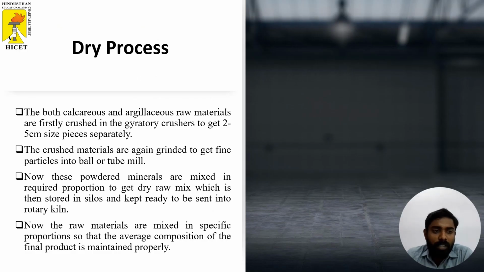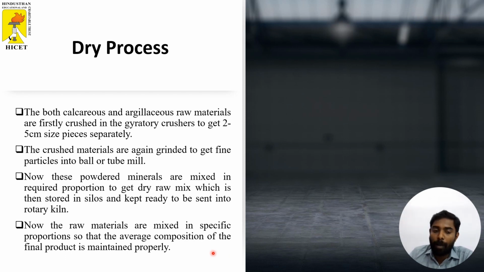In the dry process, both the calcareous and argillaceous raw materials are first crushed in gyratory crushers to get 2 to 5 centimeter size pieces separately. The crushed materials are ground again to get fine particles in a ball mill or tube mill. Each finely ground material is stored in a hopper after screening, and these powdered minerals are mixed in the required proportion to get the dry raw mix, which is then stored in silos and kept ready to be sent into the rotary kiln. The raw materials are mixed in specific proportions so that the average composition of the final product is maintained properly.